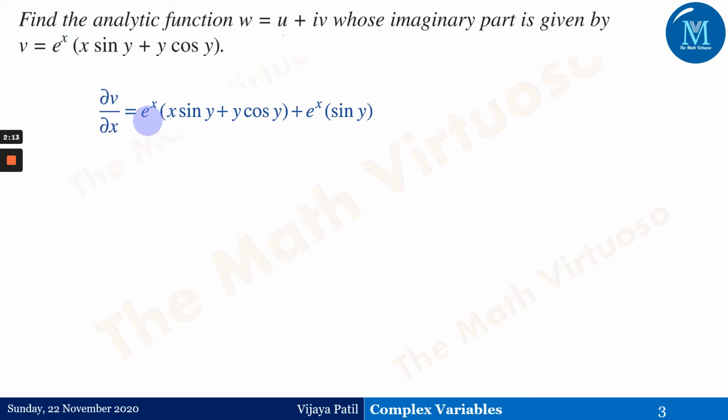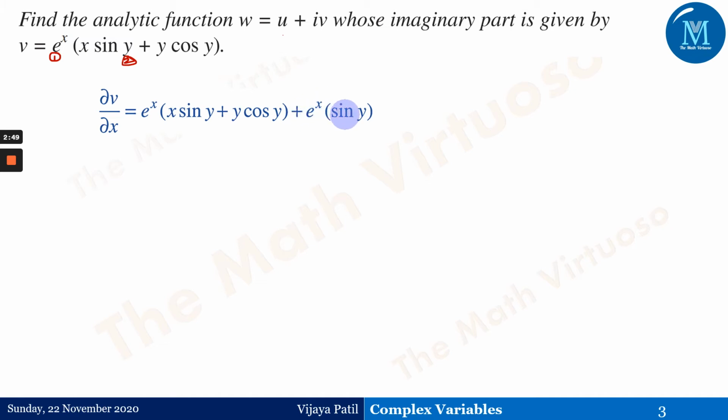It is the first function as it is, that is e to the power x, into the differentiation of the second function, plus the differentiation of the first function into the second function as it is, because it is a product of both functions, e to the power x and x sine y plus y cos y. So we take this as the first and this as the second function, and we are differentiating this v with respect to x using the u into v rule. So this is the second step I have done here.